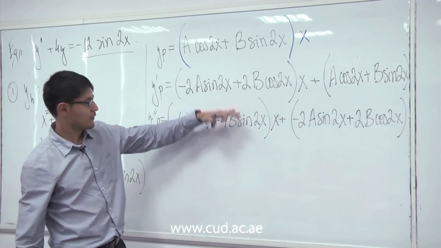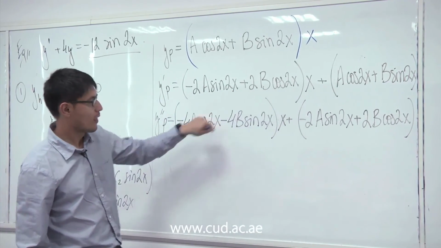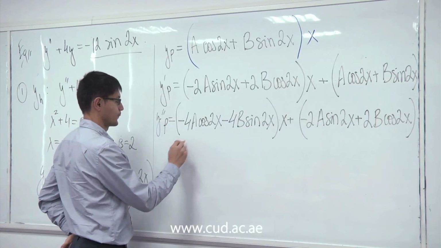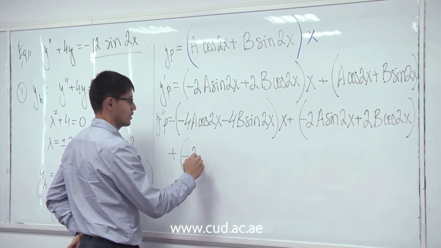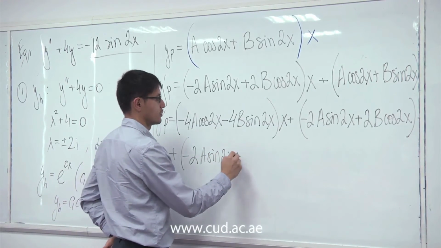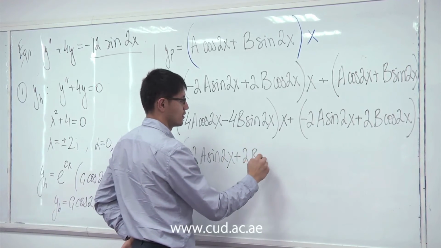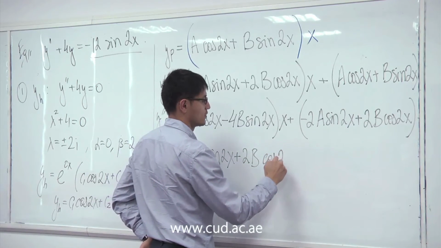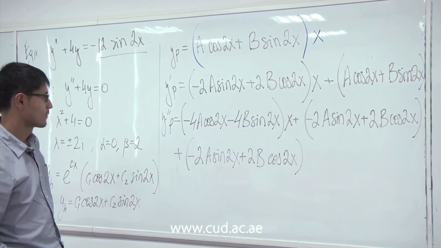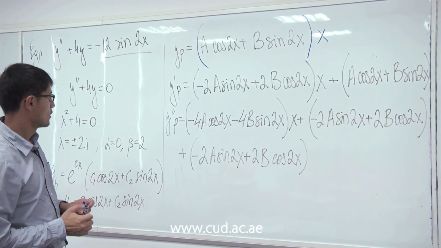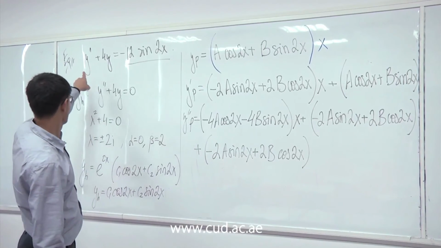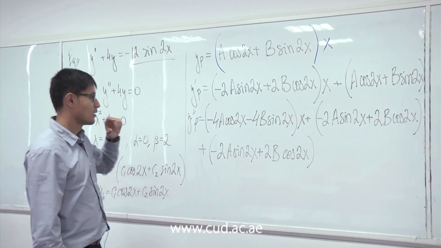So this is the derivative of the first term using the product rule. And then the derivative of the second term is going to be negative 2a sine 2x plus 2b cosine 2x. Okay. So we have the second derivative, and we're ready to plug it into the differential equation.